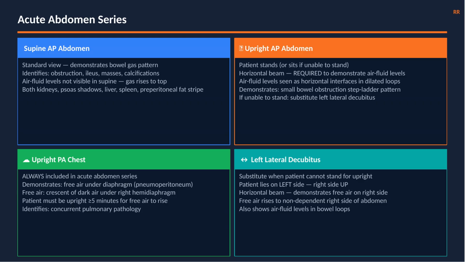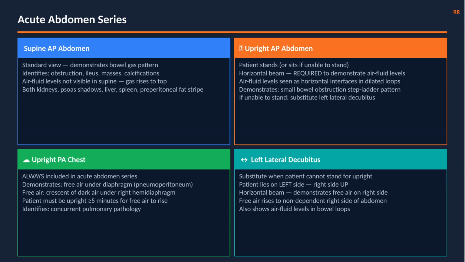Upright PA chest, always included in the acute abdomen series. Its specific purpose, detecting free air under the diaphragm, pneumoperitoneum. Free air from a perforated viscus rises to the highest point of the abdomen, the right subdiaphragmatic space, and appears as a crescent of dark air under the right hemidiaphragm. The patient must be upright for at least 5 minutes before exposure for free air to rise to that position.